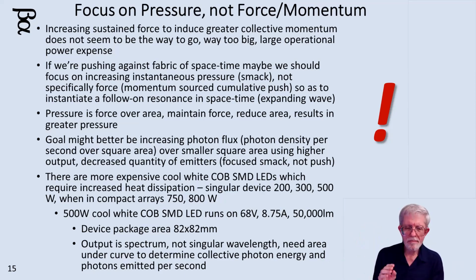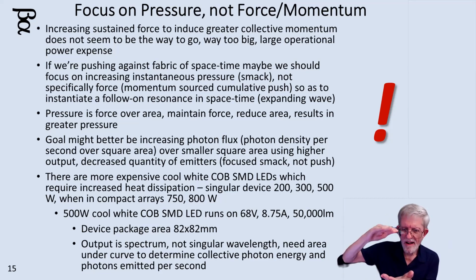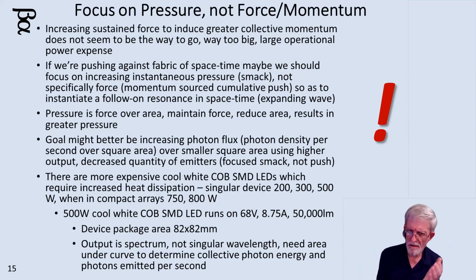There are more expensive cool white LEDs out there that will dissipate more than 100 watts. 200 watts, 300 watts, 500 watts, they're all reasonably priced. By reasonably, around $50 or less per emitter. And they make them so they can be packed tighter together so that you can get them in these 750 or 800 watt levels. So I just picked as an example, instead of 100 watts in a particular narrow wavelength, I said, why don't we go for the bright white 500 watts? And that package is 82 millimeters by 82 millimeters.